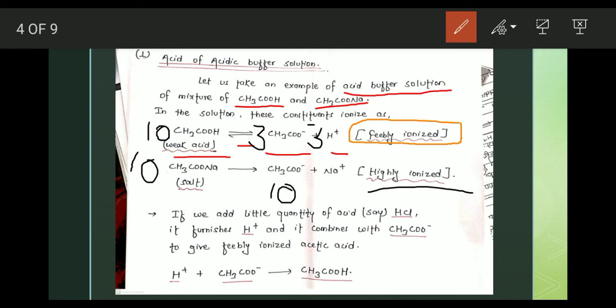acetate ion. Clear, guys? In the first reaction, you can see that only a few moles of acetic acid are being converted into acetate, that is, it is dissociated. But in the salt of acetic acid, you can see that it is completely ionized. For 10 sodium acetate, 10 acetate ions are being formed. Clear the concept, guys? This was the idea.